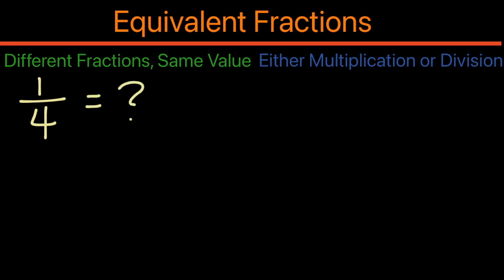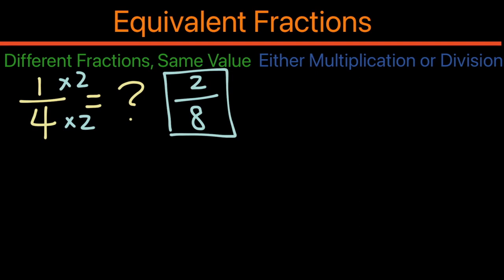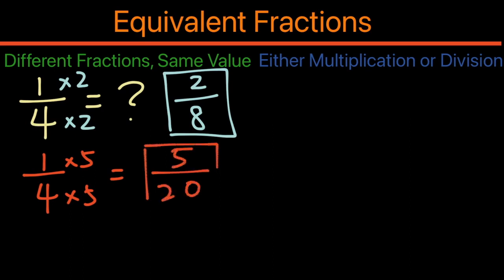To get the equivalent fraction, you would need to multiply the denominator and the numerator by the same number, or divide the denominator and the numerator by the same number. In this case, 1 over 4, if we want to times by 2, and the same in the numerator, the result that we would have would be 2 over 8. So this is the equivalent value to 1 over 4. Now what if I wanted to multiply by 5? Then we would have 5 over 20. And that is the equivalent fraction of 1 over 4.